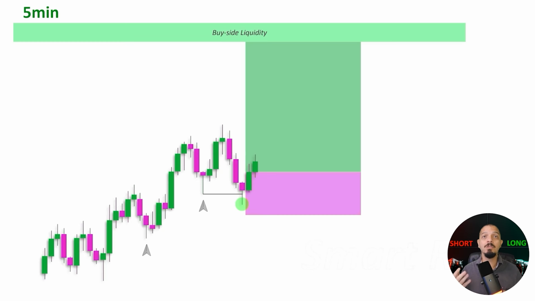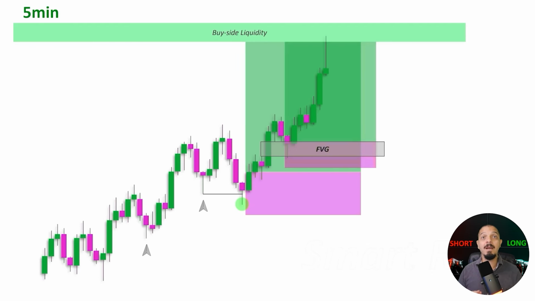Alternatively, a more conservative approach is to wait for confirmation. Let price push higher to confirm the reversal. Then identify a manually marked fair value gap to set a buy limit. If no clear gap appears on the 5-minute chart, zoom into the 1-minute chart for greater precision.